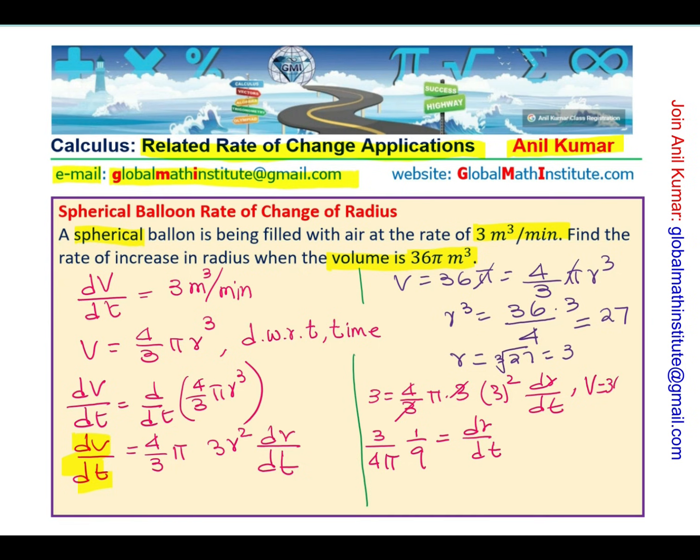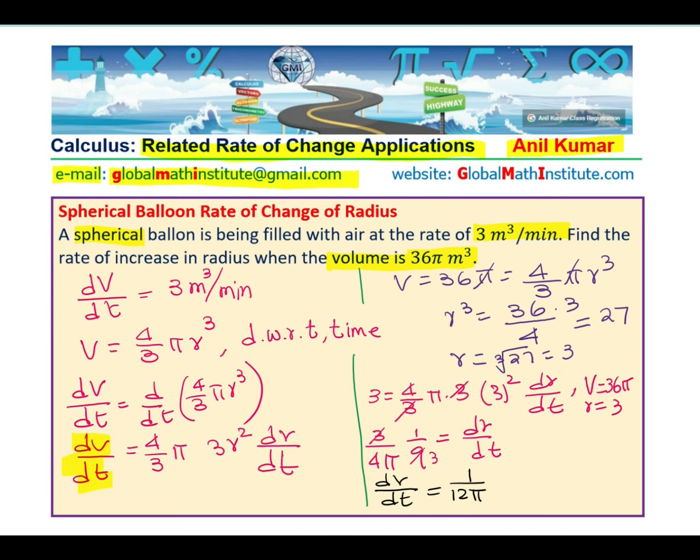36 pi. At this instance, the radius is 3. So we have substituted those values. Perfect. And we are going to find what dr/dt is now. So simplifying, 3 goes 3 more times. So we get our answer, which is dr/dt equals 1 over 12 pi.